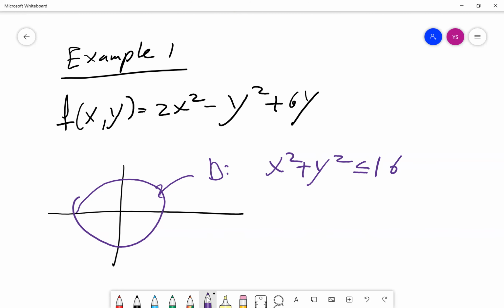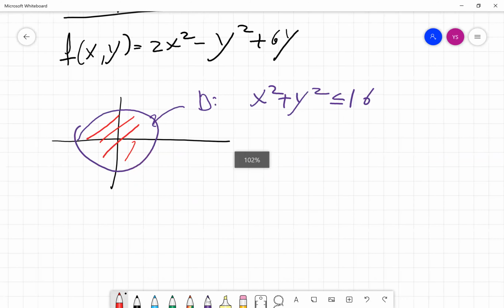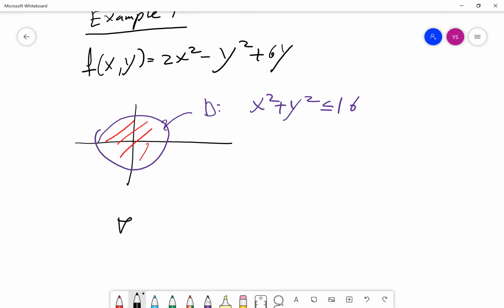So because of this less than or equal part, you're talking about this entire interior. And your boundary, of course, is when you're equal to 16, and this is some circle. Any questions so far? Okay, so the first part is to take the gradient of f at (x, y) and set it equal to 0.